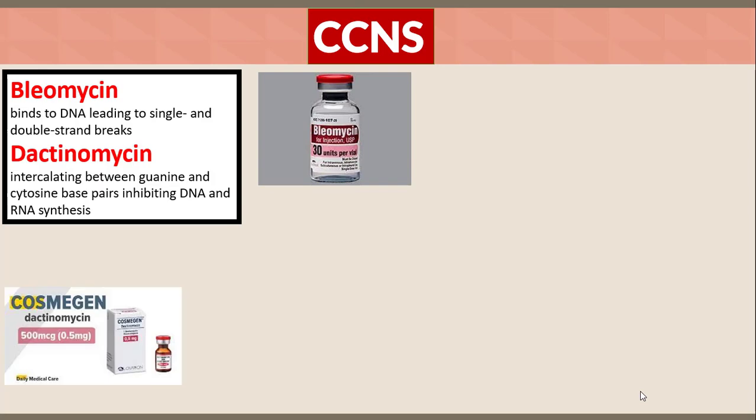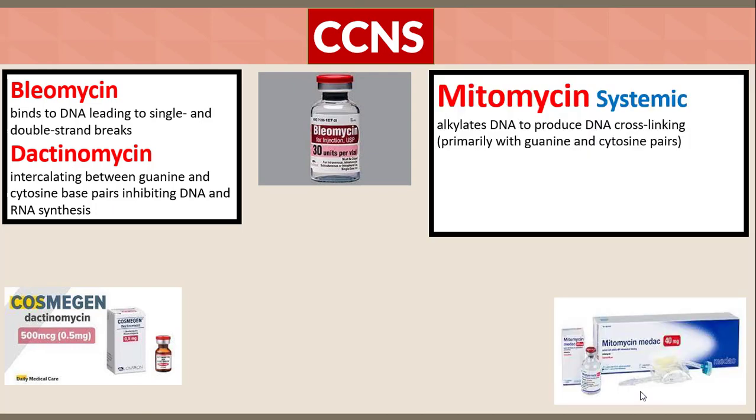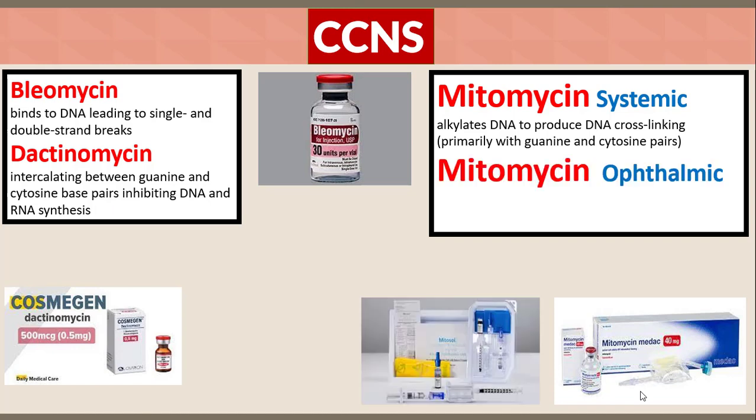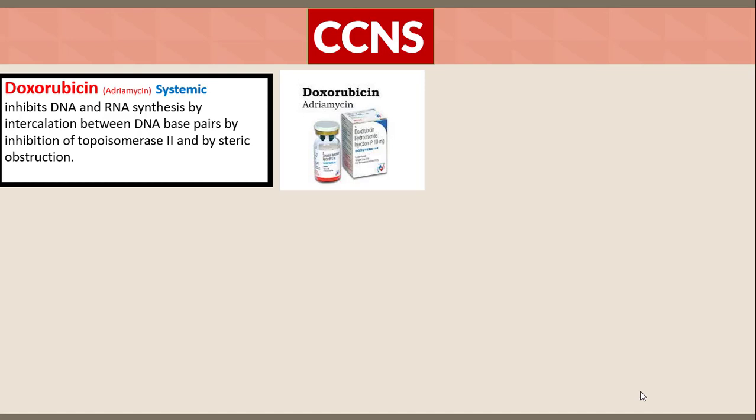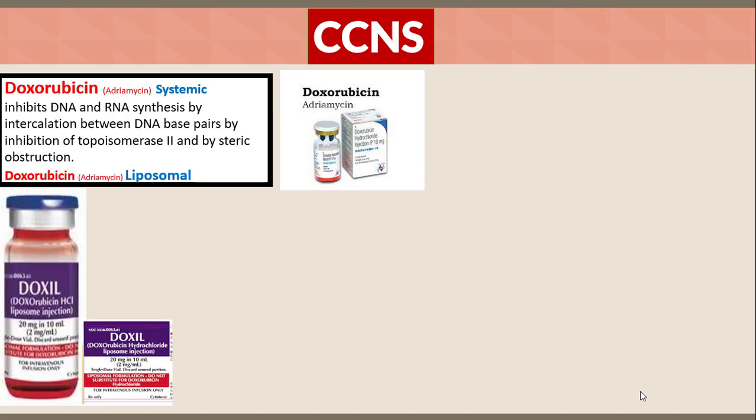Dactinomycin, intercalating between guanine and cytosine base pairs, inhibiting DNA and RNA synthesis. Mitomycin systemic alkylates DNA to produce DNA cross-linking primarily with guanine and cytosine pairs. Mitomycin ophthalmic, mitomycin urethral gel. Doxorubicin, Adriamycin systemic, inhibits DNA and RNA synthesis by intercalation between DNA base pairs, by inhibition of topoisomerase 2, and by steric obstruction. Liposomal doxorubicin, Adriamycin.